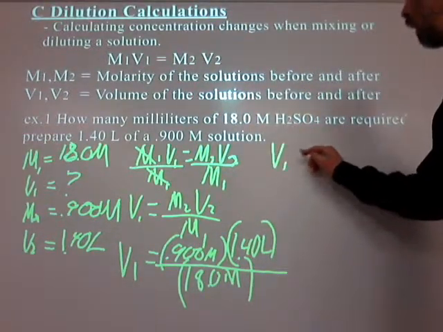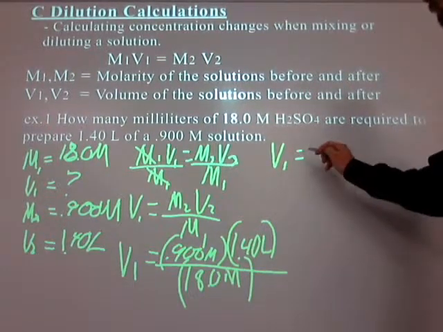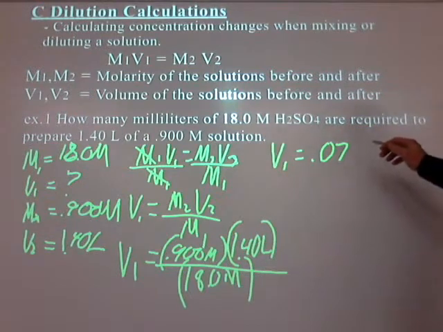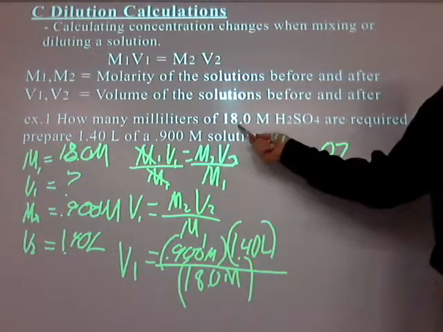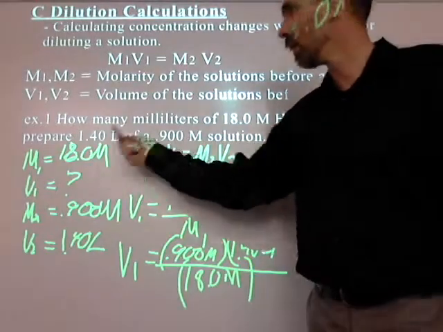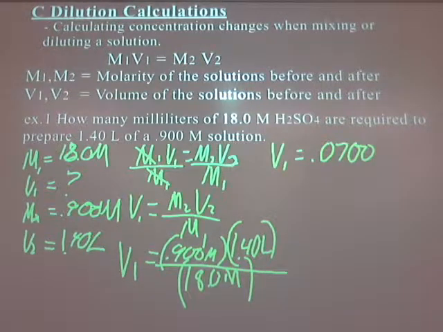What does V1 equal? Jared, what'd you get? 0.07. Significant figures wise, it should be 0.070. How many significant figures do we have here? Three. 0.0700, right. Okay. Liters. Now, that's all well and good, but tomorrow you're doing a lab, and you're going to be doing this in lab.